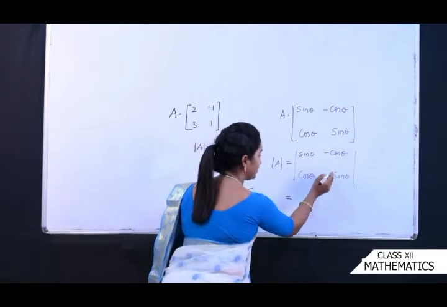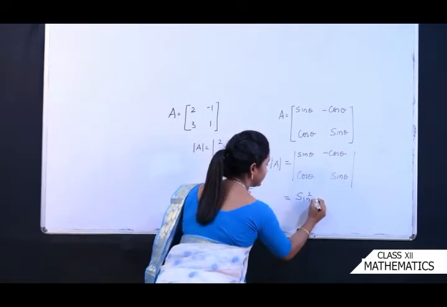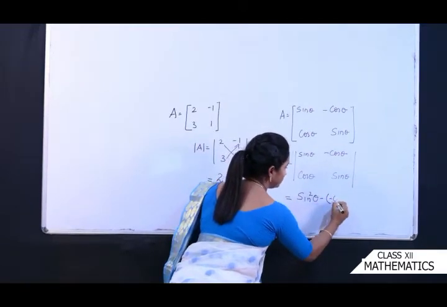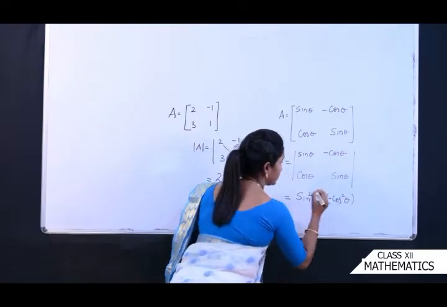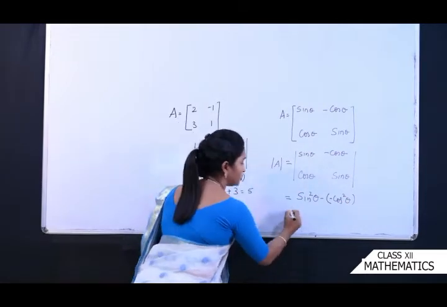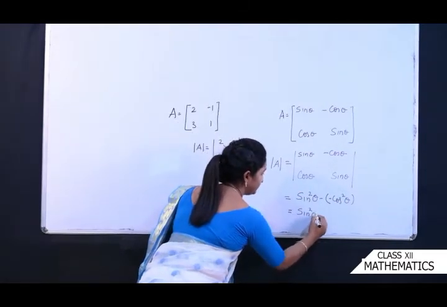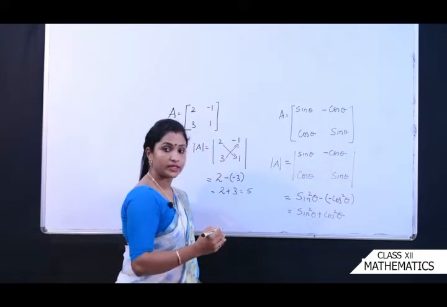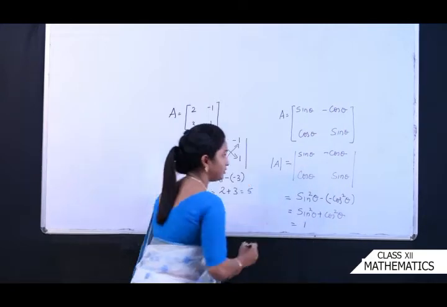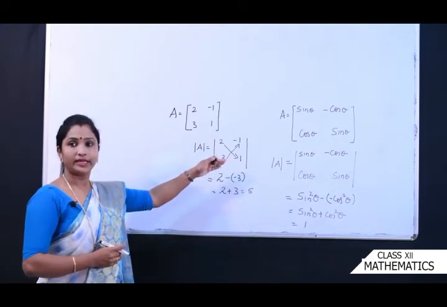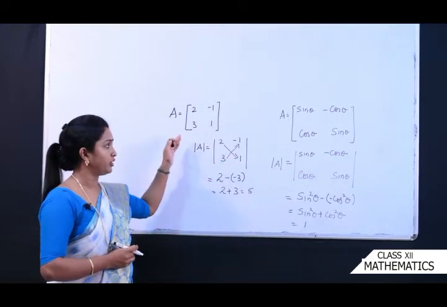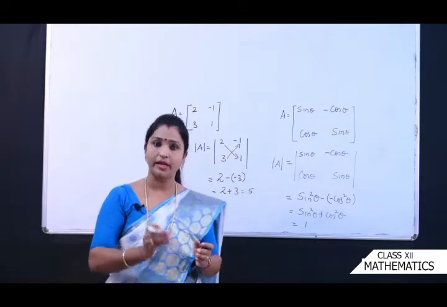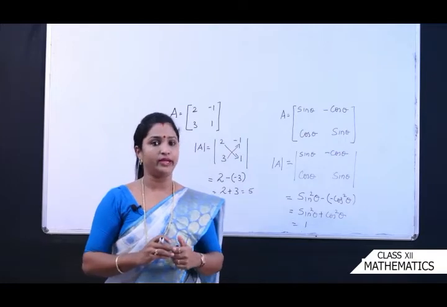So sine theta into sine theta is sine square theta, minus of minus cos square theta when you multiply. So finally you're getting sine square theta plus cos square theta, and that is equal to 1. Clear? So I think determinant of a matrix of order 2 is clear to you. Whenever you're getting a matrix of order 2, very simple, you have to just cross multiply and put a minus sign in between, and you'll be getting the answer.